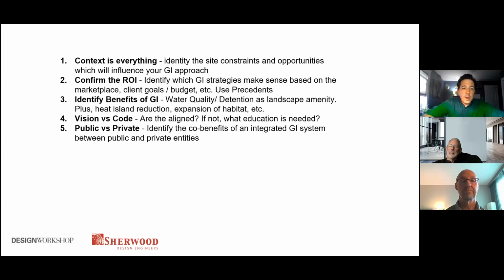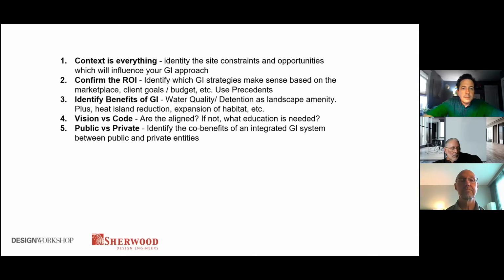And then ROI, obviously dollars and cents is right up front. It always has to be, unfortunately, but we're never able to be successful unless we're able to make a financial value proposition. So that's the return on investment.